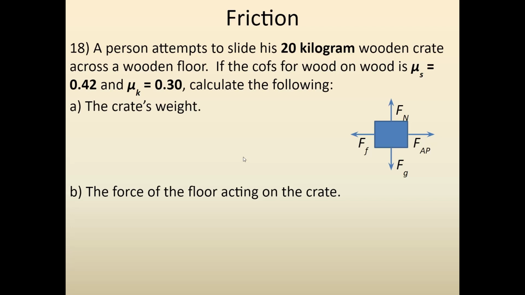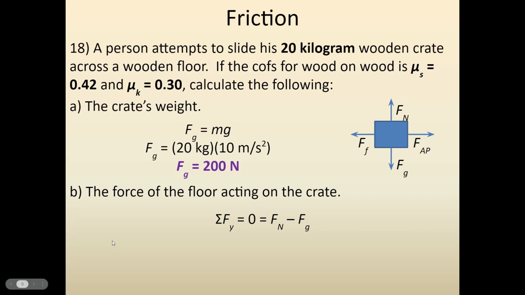All right, so the crate's weight is Fg equals mg. Plug in the numbers, and we get 200 newtons. The force of the floor acting on the crate is just another way of saying the normal force. Because in the vertical direction it's going to be in equilibrium, the forces will be balanced, so that normal force will be equal to Fg.